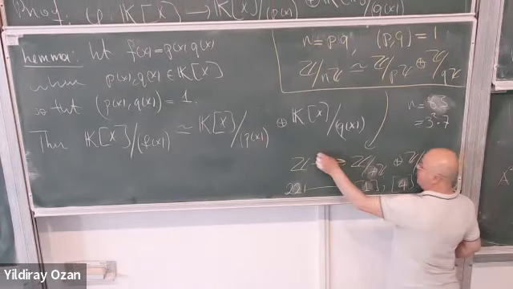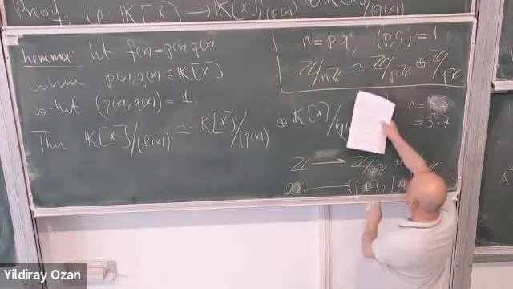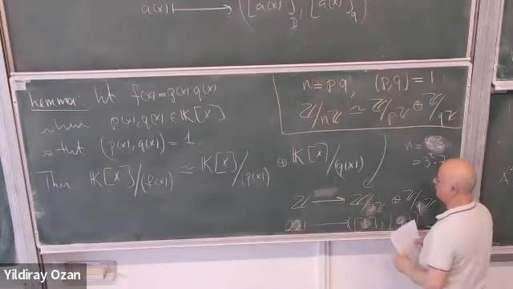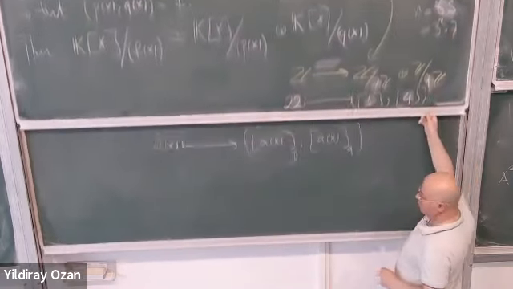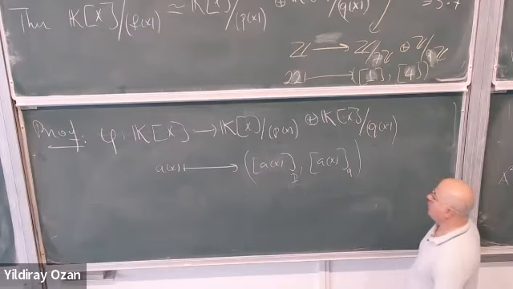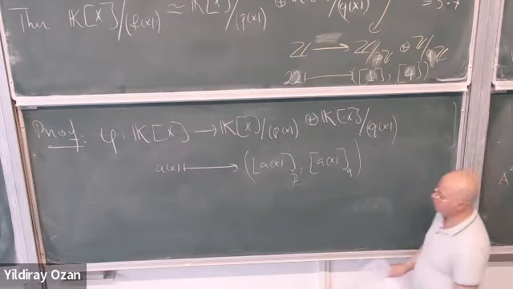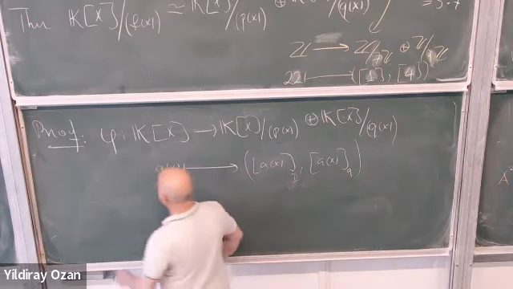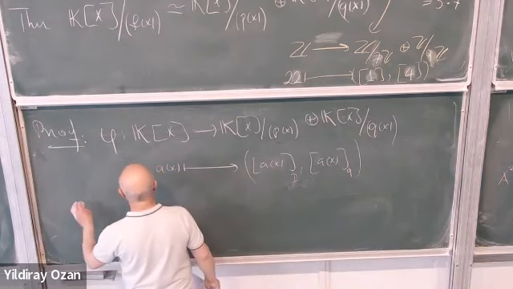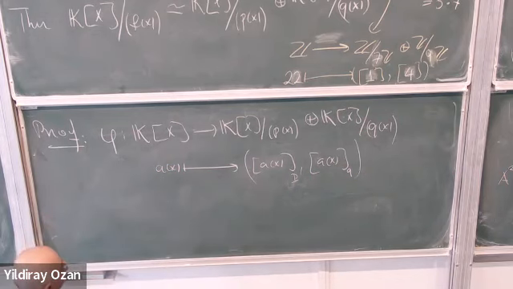I claim this is an isomorphism. Okay? No, this is not an isomorphism. This is an isomorphism. Okay, now let's see why. What is this? So what should we do? I claim that this map is. Evet.